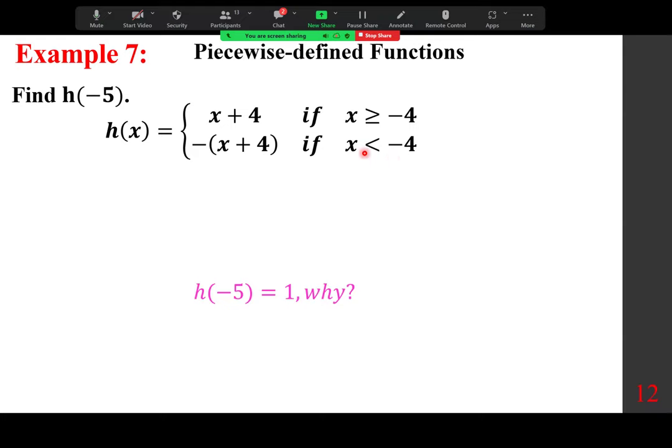It says when x is less than negative 4, and clearly minus 5 is less than negative 4, use this one. So we're going to plug it into this one. Minus negative 5 plus 4 equals minus negative 1 equals 1. Okay.